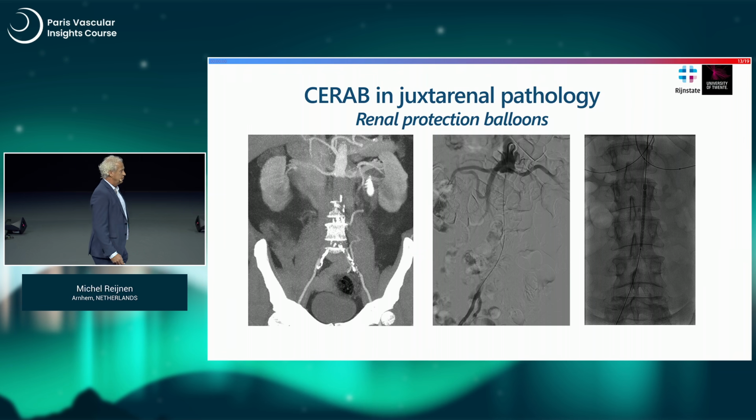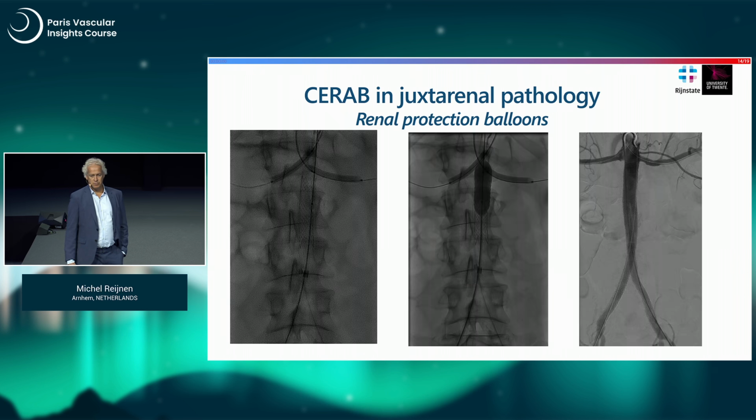So often people say, well, you do it only for easy lesions. You can also do it for very complex lesions. So this relatively young lady with a real Leriche all the way to the renal arteries. You see the angio, where you see two nice renal arteries with an occlusion flush below it. What we did in this case, we put 2 balloons in the renal arteries. We performed a CERAB, and you can see that you have a very good result here. This patient now has 4-year follow-up without any problems.